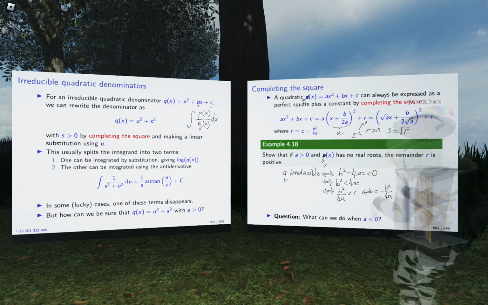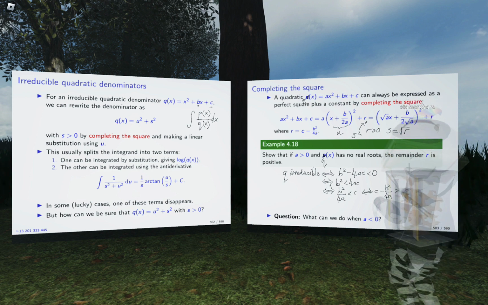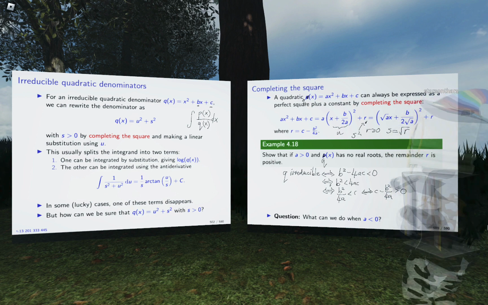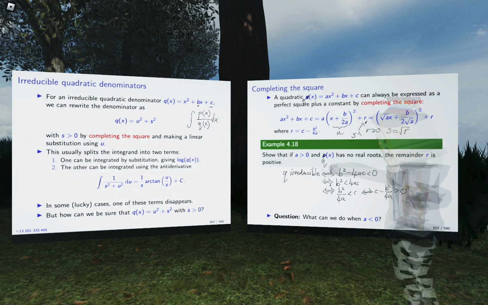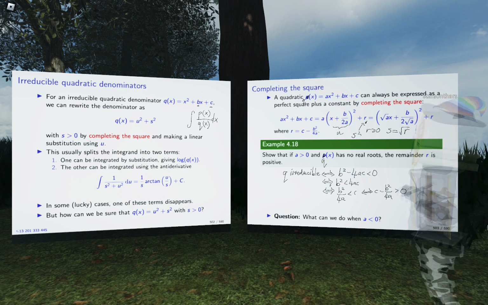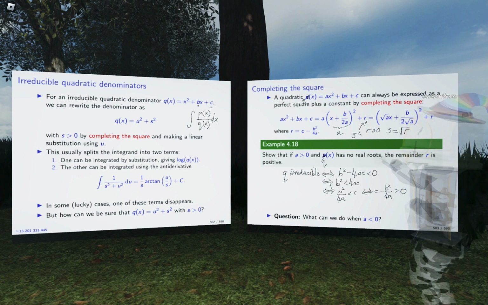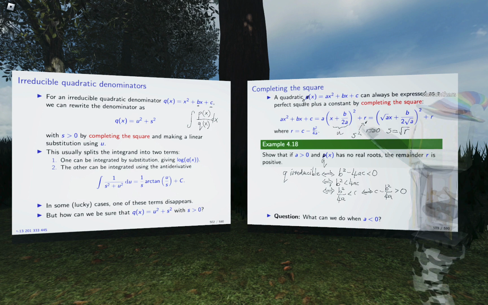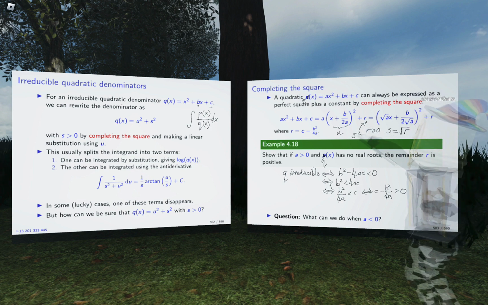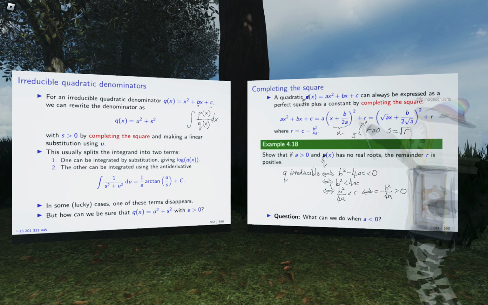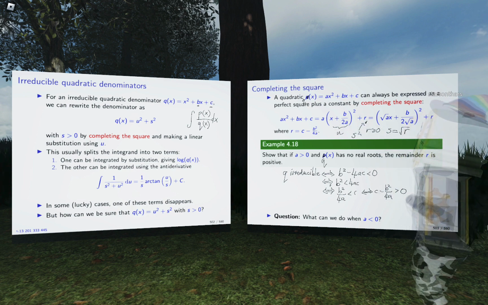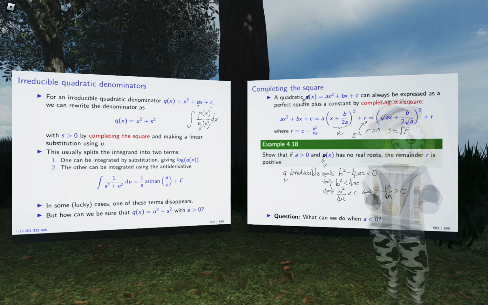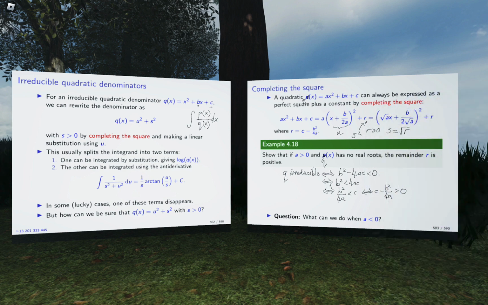is positive. But that's the remainder on completing the square. Okay, so you see that q is irreducible if and only if the remainder on completing the square is positive, which means it can be written as the square of some real number s, which means that we can put it in the form to which we can apply the arctan method. All right, so let's see how that works in an example now.